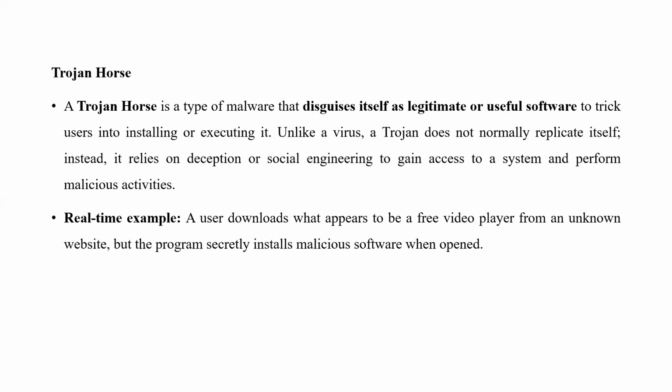Next one, Trojan Horse. A Trojan Horse is a type of malware that disguises itself as legitimate or useful software to trick users into installing or executing it. Unlike a virus, a Trojan does not normally replicate itself. Instead, it relies on deception or social engineering to gain access to a system and perform malicious activities. For example, a user downloads what appears to be a free video player from unknown websites. The program secretly installs the software when opened.